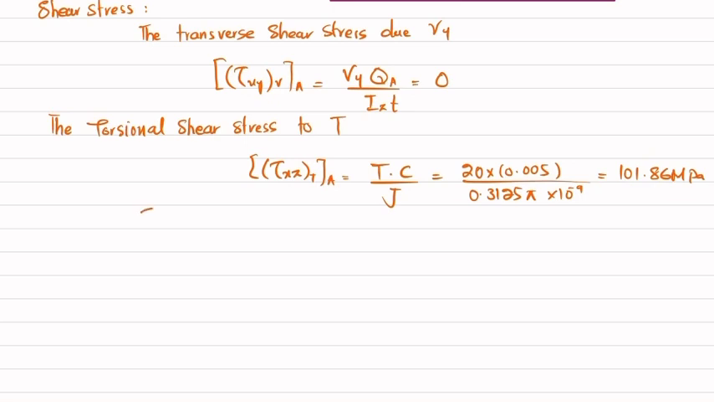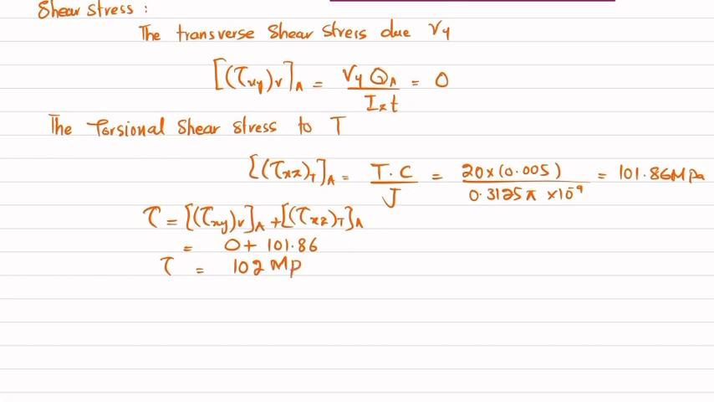So total shear stress will be equal to tau of xy due to vertical shear at point A plus tau of xz due to torque at point A. So this is 0, this is 101.86. So total shearing stress will be equal to 102 megapascal, and that will be only in xz direction. So this is the shear stress.